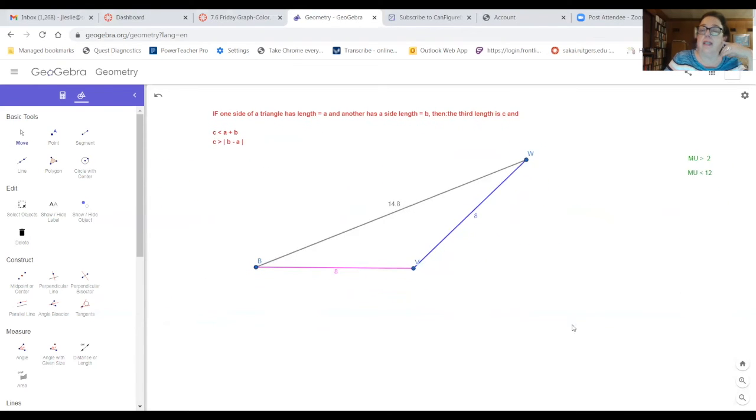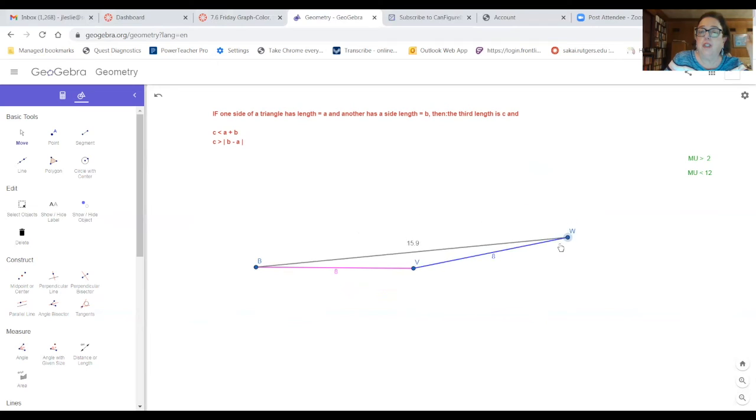Here we have an isosceles triangle. Two sides of 8, a purple 8 and a blue 8. This is triangle BVW. And if we want to know the limits on side BW, we just stretch W as far away from B or B as far away from W as we can. And again, it's the sum of the two sides, 8 plus 8, 16. BW has to be less than 16 in order to make a triangle.